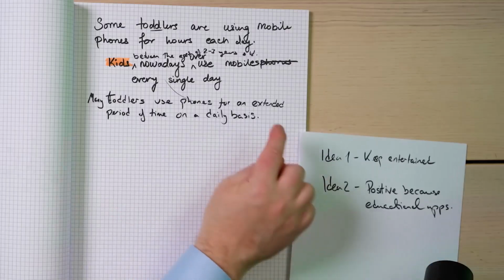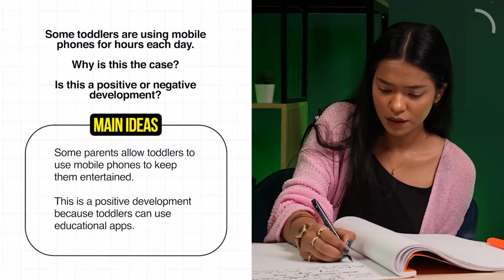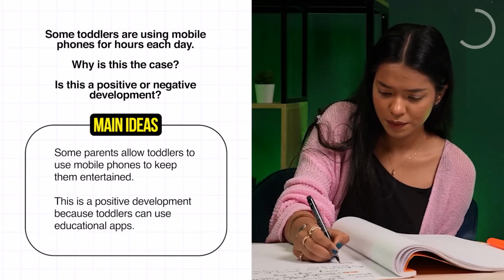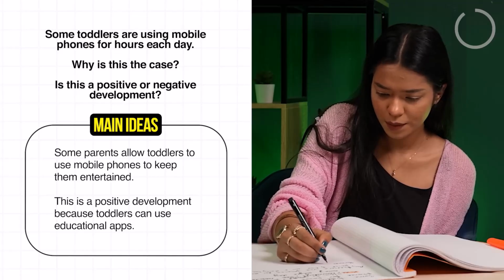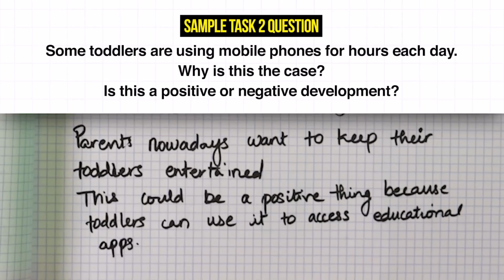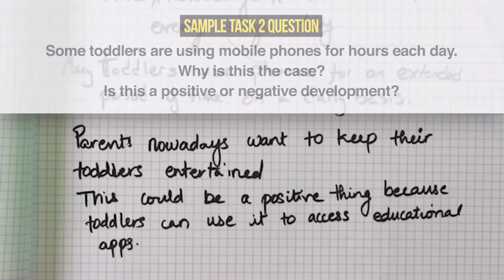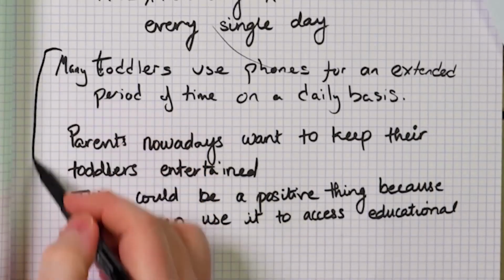So remember, what are our two ideas? What I would like you to do is just put them into a sentence. So parents nowadays want to keep their toddlers entertained. This could be a positive thing because toddlers can use it to access educational apps. Perfect, great. This will be our introduction.